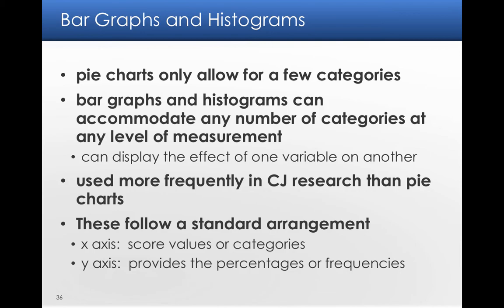Pie charts only allow us to have a few categories, but bar graphs and histograms can accommodate any number of categories, and you can use them for any level of measurement. What they can show us is the effect of one variable on another. These are used much more often in criminal justice research, and they follow a standard arrangement. On the x-axis are the score values or categories, and the y-axis is percentages or frequencies.